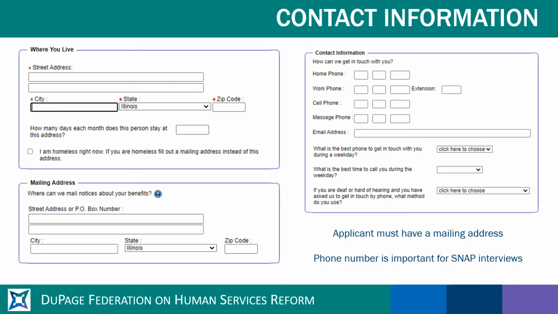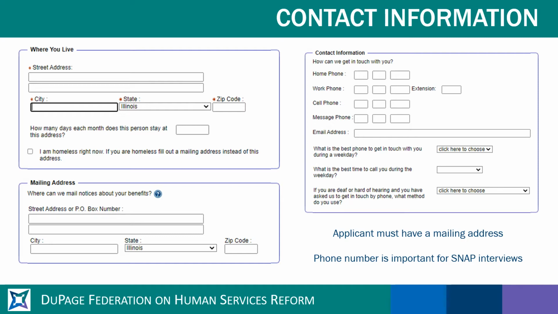Contact information in terms of phone and email address is also important. Please make sure that they have a working phone number if at all possible, especially if applying for SNAP benefits. As part of the SNAP application, a phone interview is usually required, and many offices are able to process that and do the interview very soon after the application is submitted.